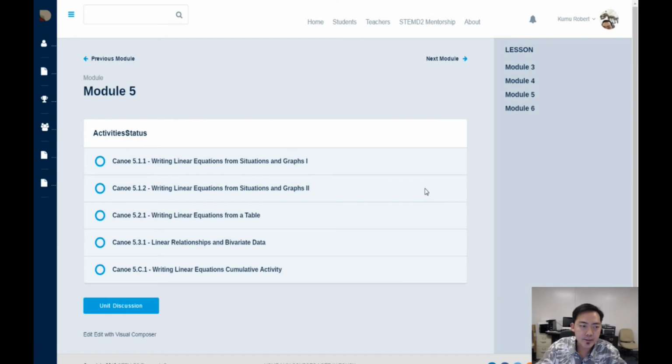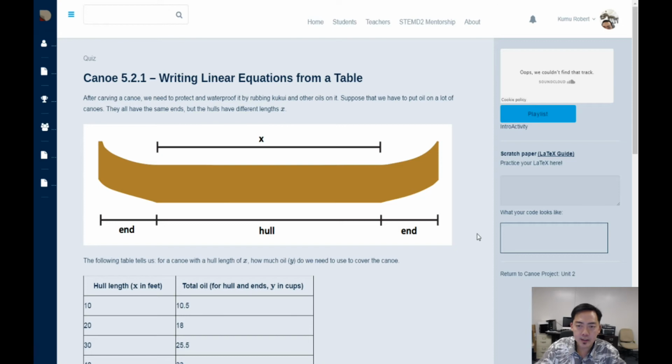Welcome back. The next activity that we'll be looking at is Canoe 5.2.1. This is the first activity that corresponds with Lesson 5.2 in the Go Math book. In this activity, we will be looking at a canoe that has been recently carved. In order to protect the canoe from water, we need to waterproof it. The native Hawaiians protected their canoes by rubbing it with kukui oil and other types of oils. In our canoe, the ends have a fixed size, but the hull has a length of x.